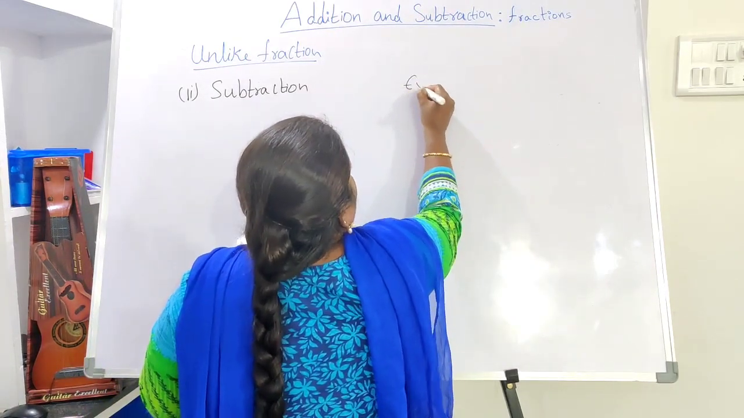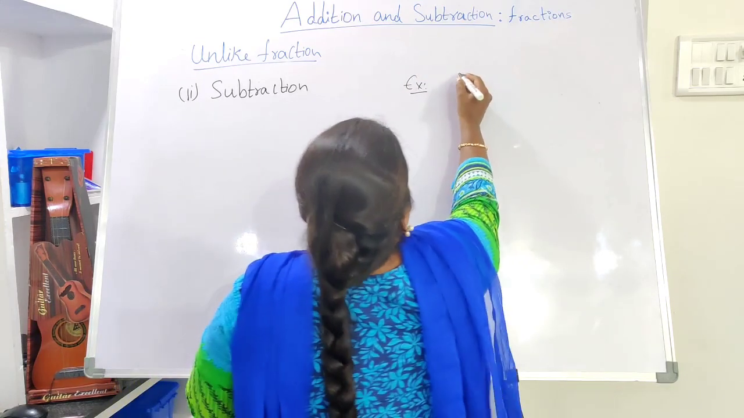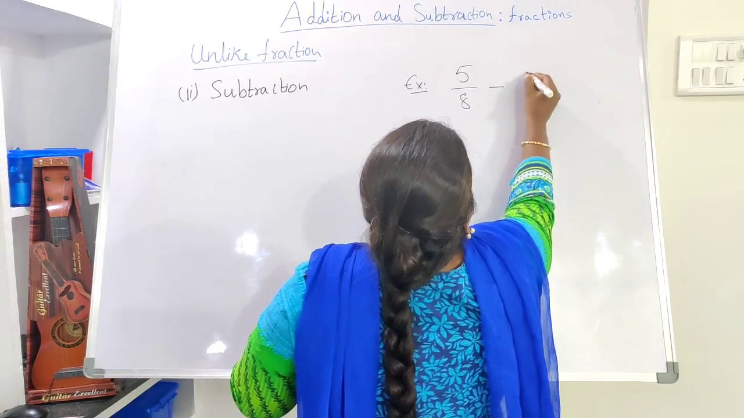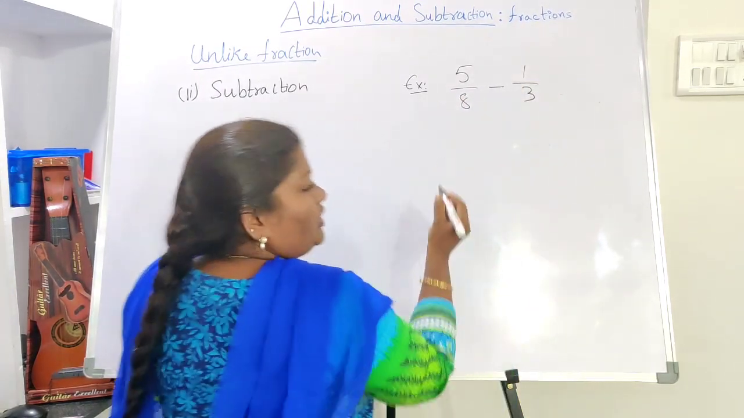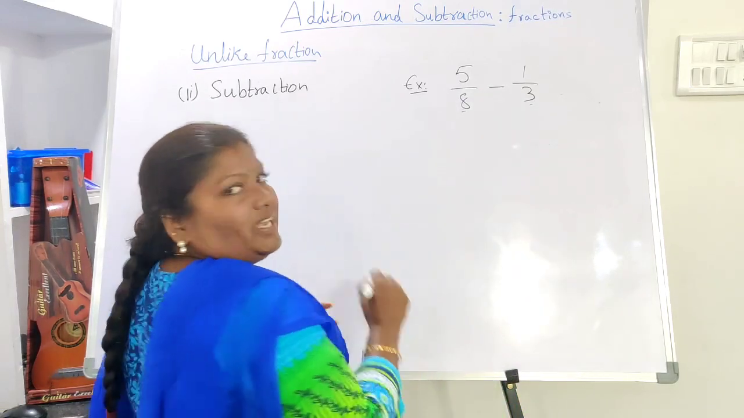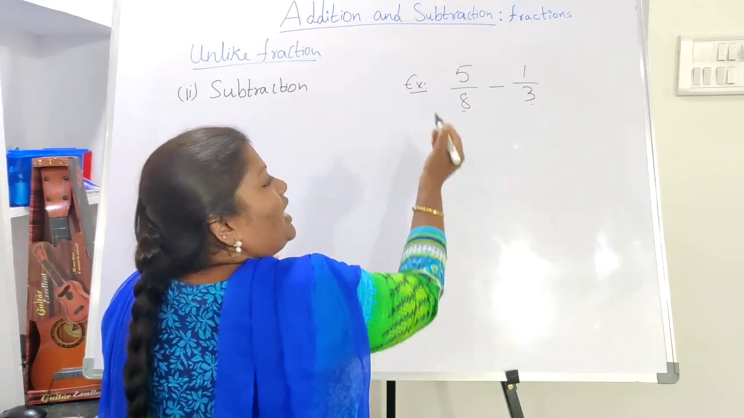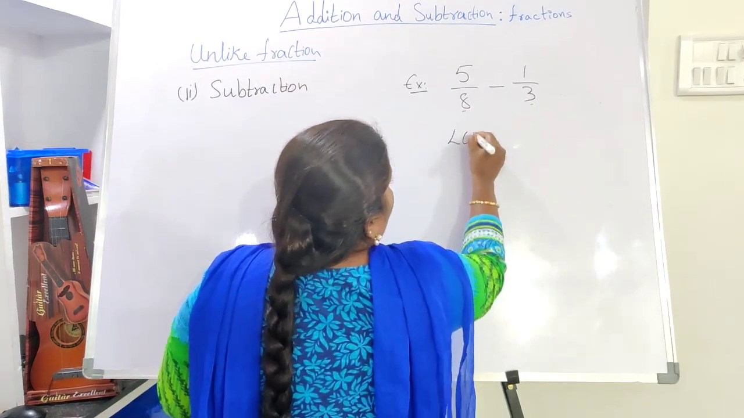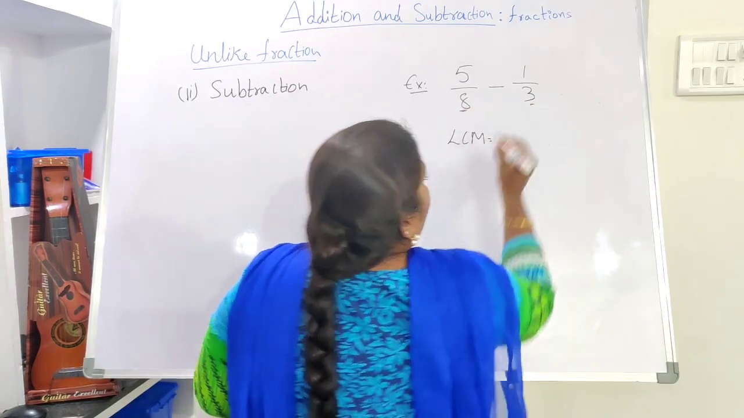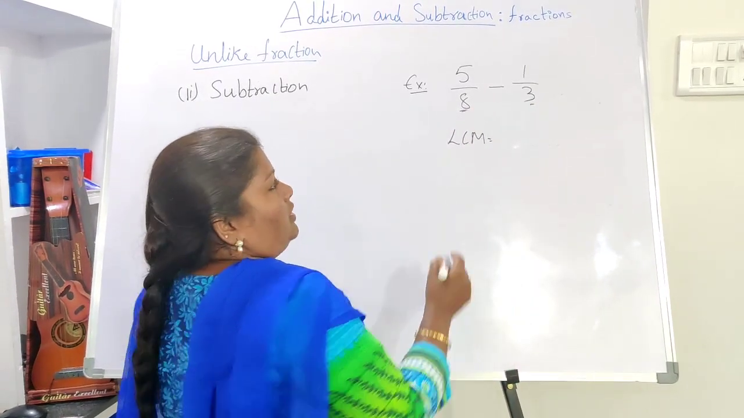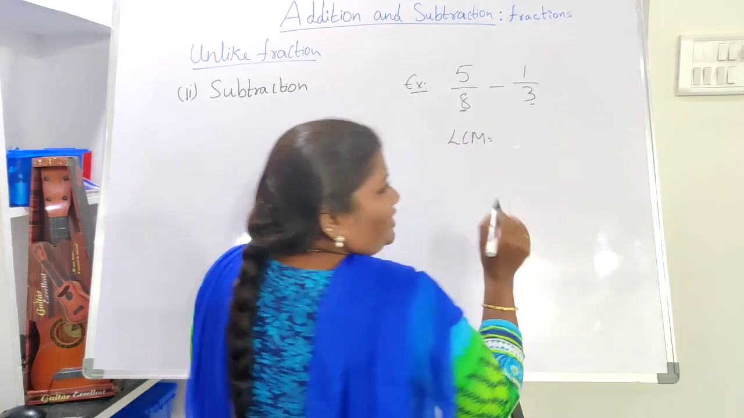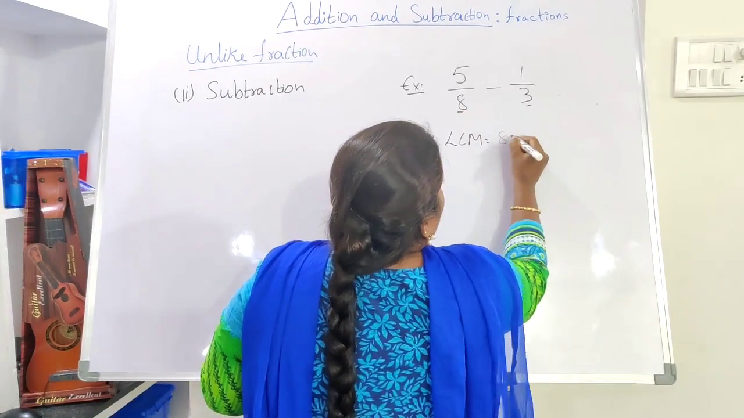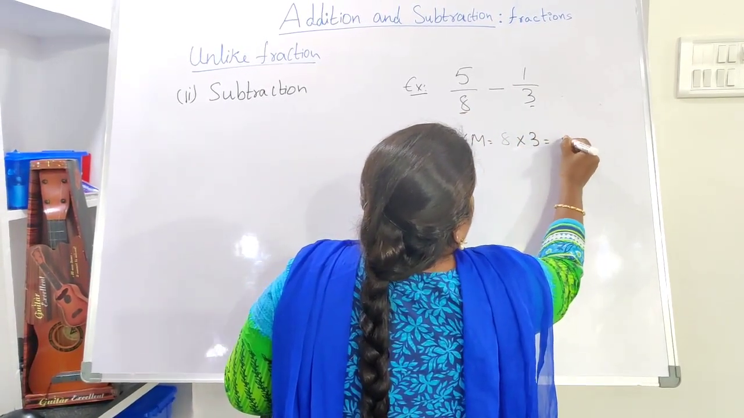Now let me take an example of an unlike fraction. 5 by 8 minus 1 by 3. Now here you can observe that both the denominators are different. So these are called unlike fractions. Now in this case, as I told you, you have to find the LCM of it. But here both are co-primes. If you have it this way, you can just multiply these two and write it down. So that is 8 into 3 is 24.